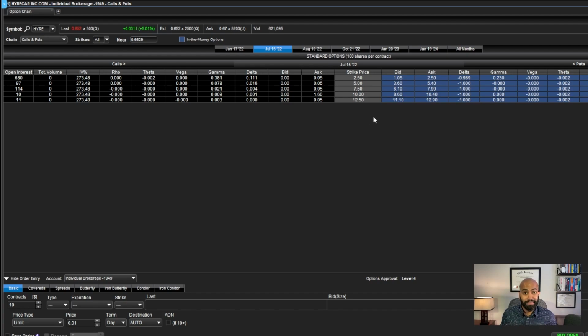Again, here's an example of what not to do. Don't trade these securities which are extremely illiquid, which barely have any expirations, and the spreads are super large. Also, the stock's trading at below $1. You should never do this.